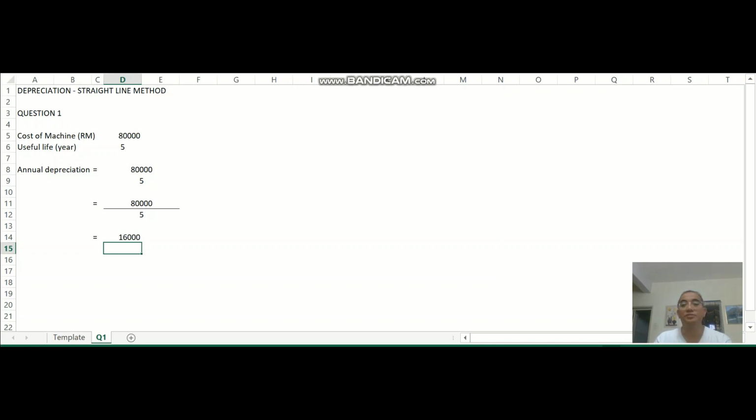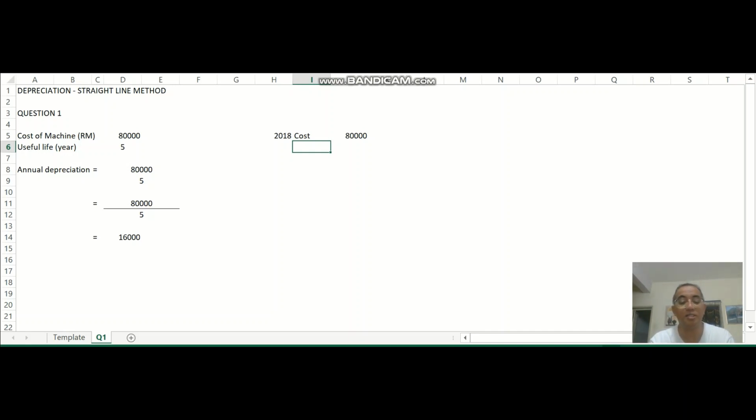The question asks what will be the net book value for the machine in the year 2020. To find it, this is my calculation. First is the cost: we bought it in 2018, and the cost is 80,000. Then the annual depreciation is 16,000.